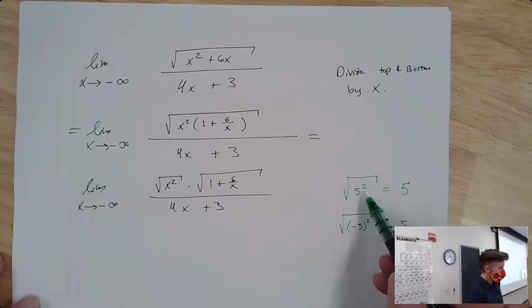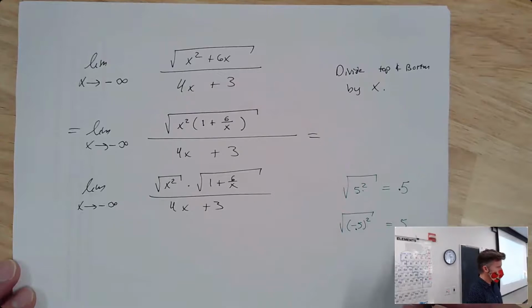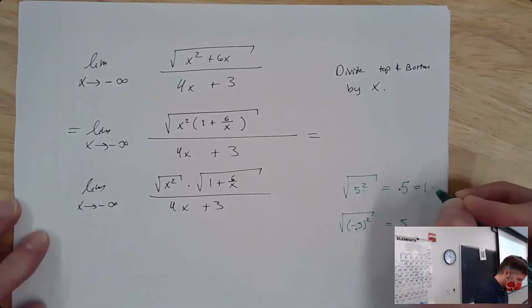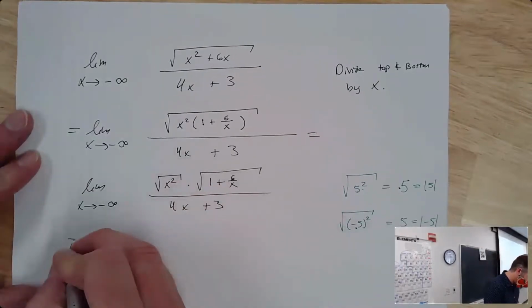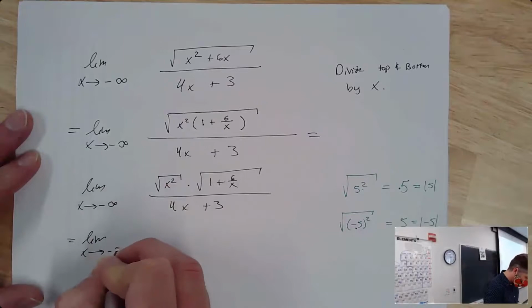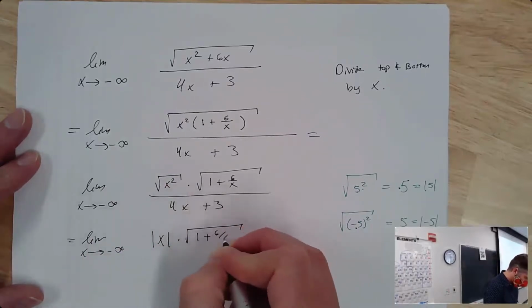So the square root of x squared is x, but the square root of this x squared is not x. It's the opposite or negative of x. There's another function that does this. It's called the absolute value. So the square root of x squared is not kind of, but it is exactly the absolute value of x every single time. So we can replace this with the limit as x goes to minus infinity of the absolute value of x times the square root of 1 plus 6 over x over 4x plus 3.